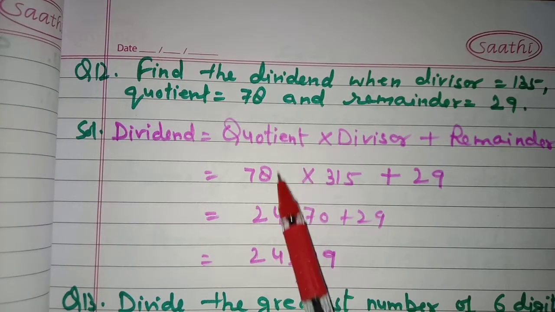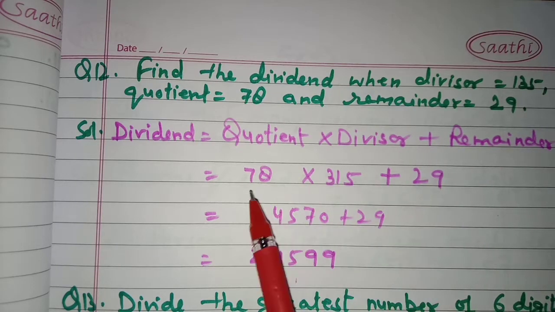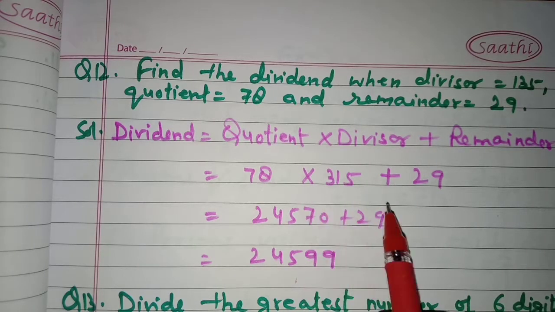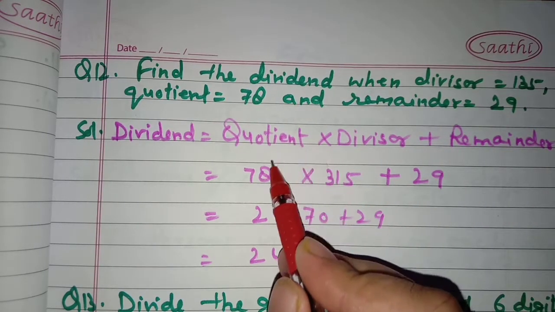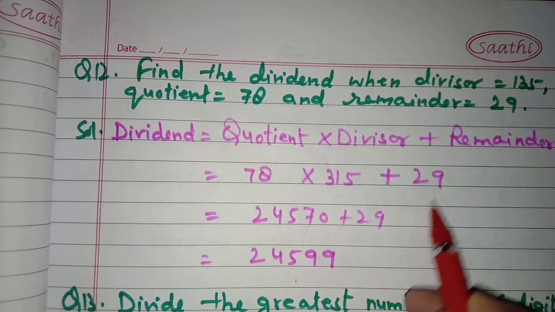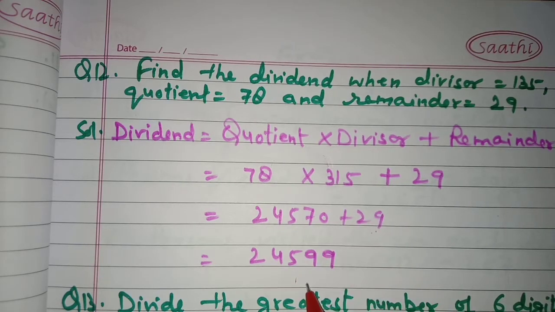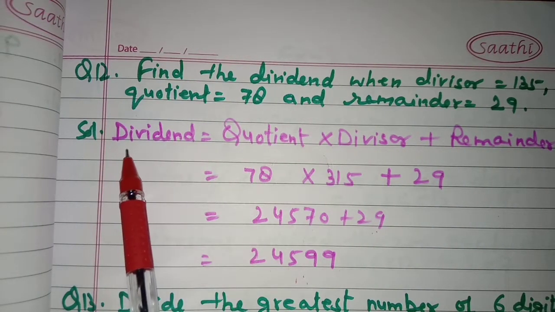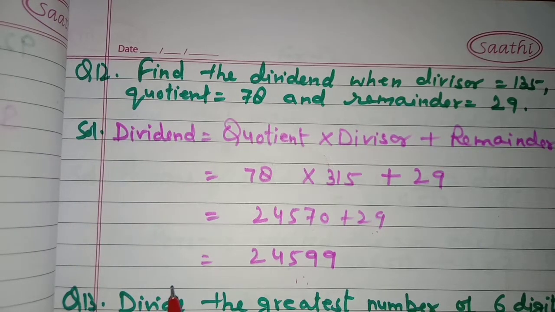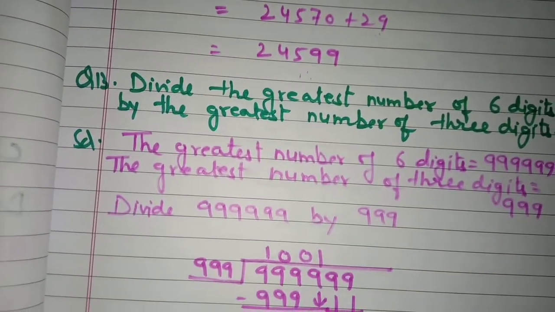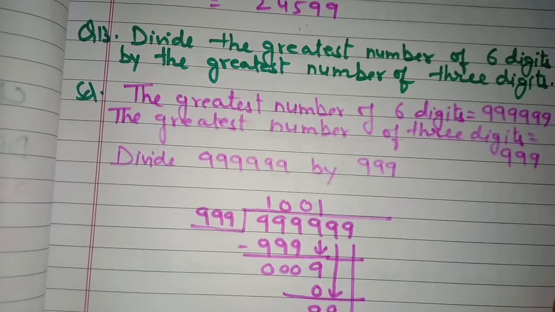So put the value of quotient, divisor and remainder. Quotient is 78, divisor is 135, remainder is 29. First of all, as per BODMAS, we need to perform the multiplication. So 78 into 135 will be 24,570, plus 29. After addition, you will get 24,599. And what is this? This is the dividend, because we are using the formula of dividend. So the dividend is 24,599.